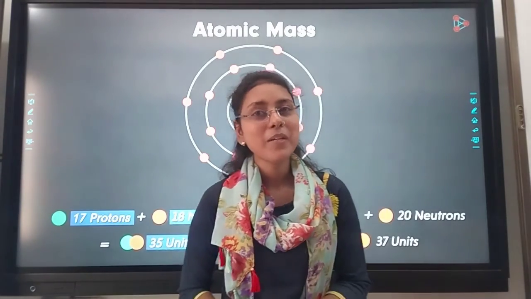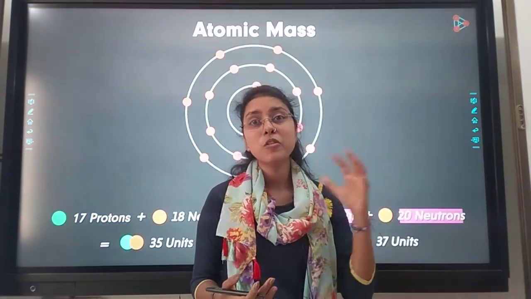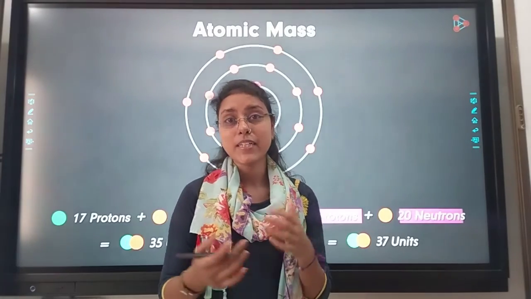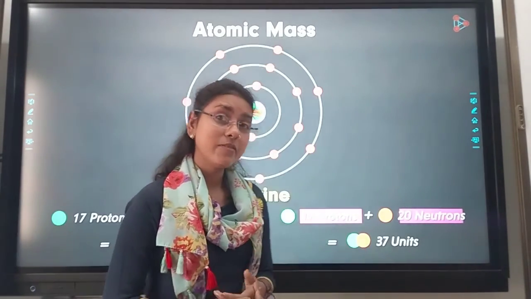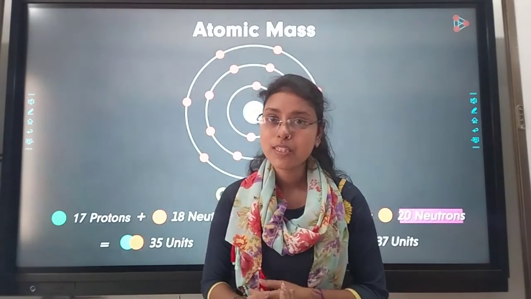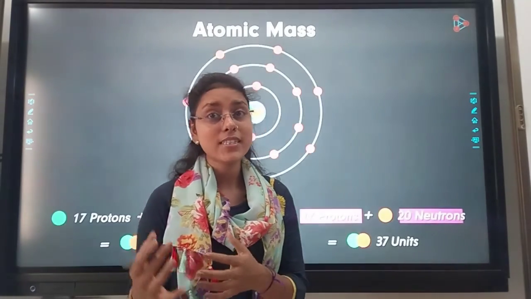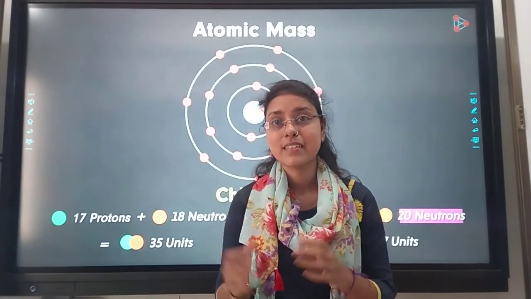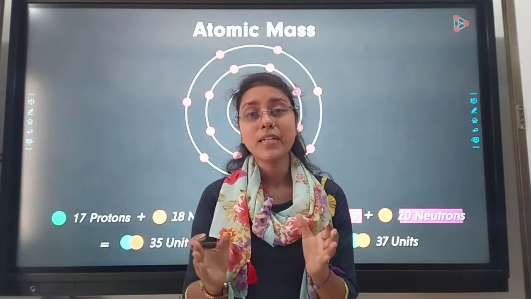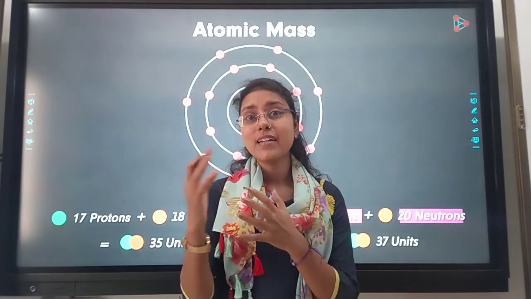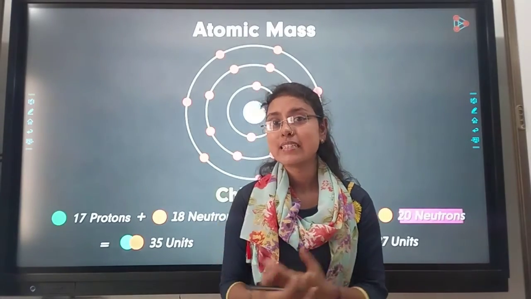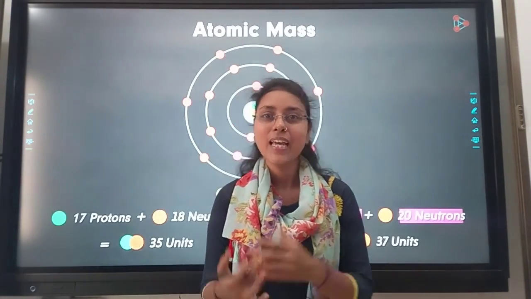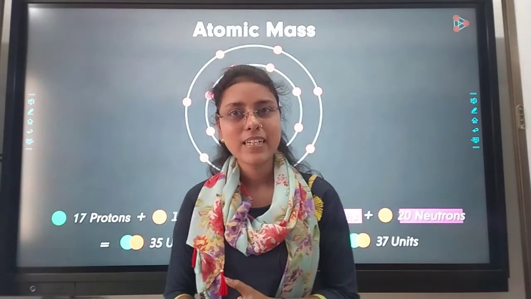Okay. So in the upcoming class we will discuss more such examples which have a number of neutrons different from the number of protons, and also we will discuss such elements which have different atomic masses. And what does this say? Atoms of a particular element having different atomic masses are called isotopes. Okay, and about that we will discuss in our upcoming class.